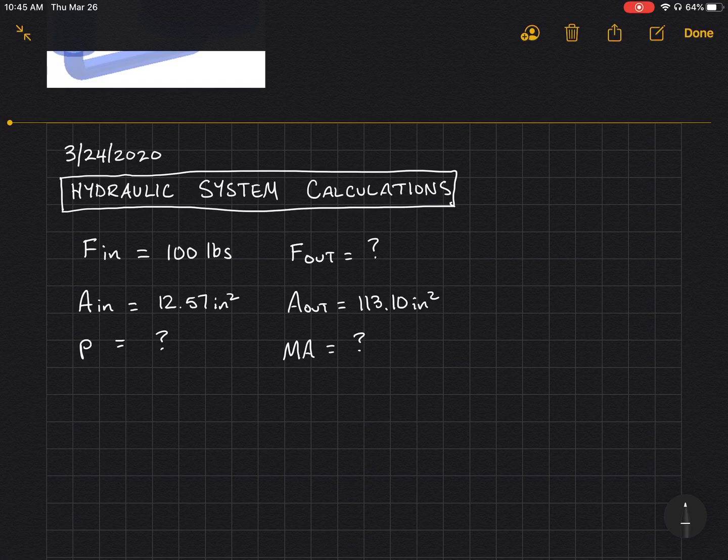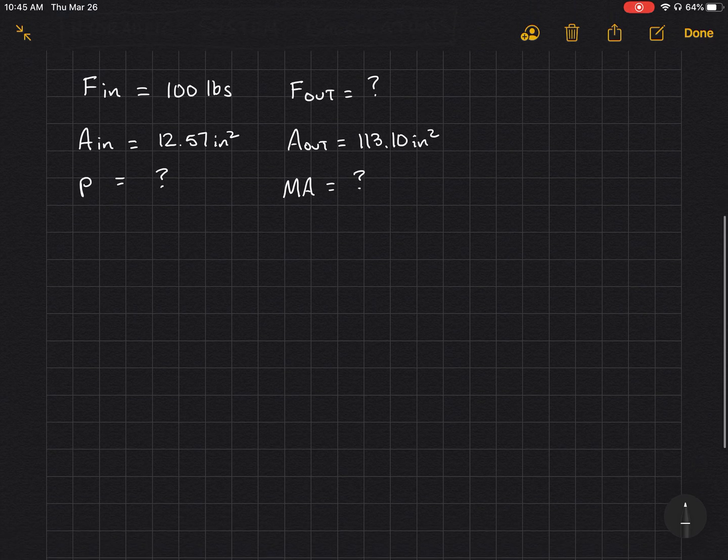We know that the force of the input is going to be 100 pounds. We do not know what the output force is. That's something that we'll be calculating. We know the area of the smaller cylinder, which is the input cylinder, is 12.57 inches squared. And we know the area of the larger output cylinder is 113.1 inches squared. We do not know the pressure of the system. That's something we'll be calculating. And we do not know the mechanical advantage of the system. All right, so let's go ahead and start.